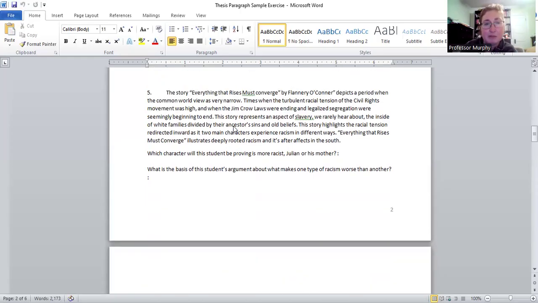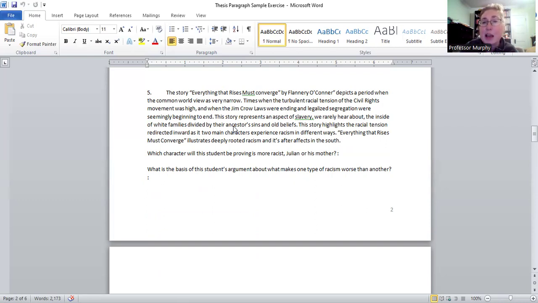Okay, here's number 5. Oh, here's a good one. The story Everything That Rises Must Converge by Flannery O'Connor depicts a period when the common world view was very narrow. Times when the turbulent racial tension of the civil rights movement was high, and when the Jim Crow laws were ending and legalized segregation were seemingly beginning to end.